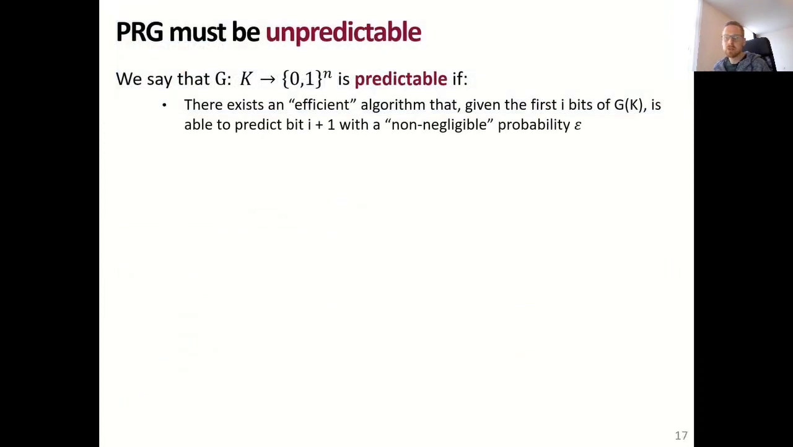Now, a stream cipher can be computationally secure by making the PRG unpredictable. And we define unpredictability based first on the definition of predictability. So let's first define what predictable means. We say that a PRG G is predictable if there exists an efficient algorithm that, given the first i bits of this pseudo-randomly generated key stream, is able to predict the next bit i plus 1 with a non-negligible probability epsilon.